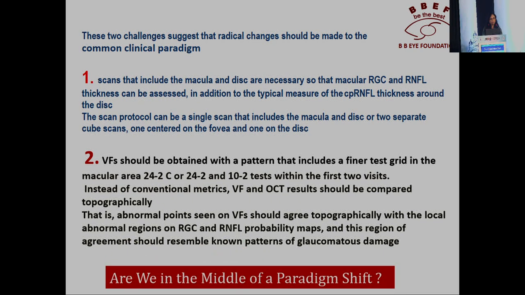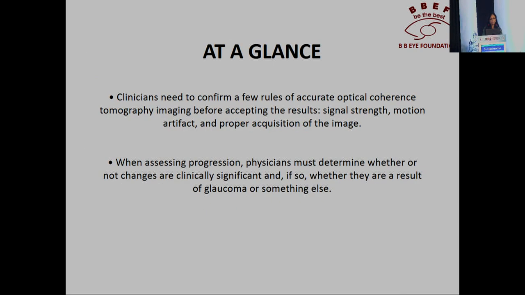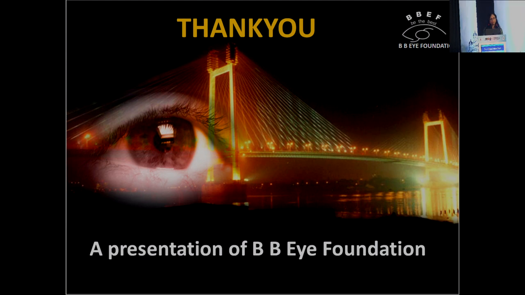So are we in the middle of a paradigm shift? At a glance, clinicians need to confirm a few rules for accurate optical coherence tomography imaging before accepting the results. I've already told you about all that. And when assessing progression, you must determine whether the changes are clinically significant or not. Do not rely on the OCT alone. Always use your clinical eye before you label a patient as progressing. Thank you very much for your attention.